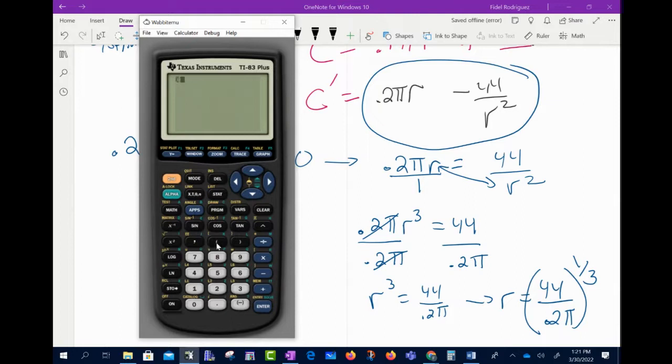So let's do this. Let me clear this out. I'm going to put parentheses, 44 divided by 0.2 with a pi. And actually, I probably need to do it this way: 44 divided by 0.2 with a pi, and all of that is being raised to the power 1/3. And the number that I'm coming up with is 4.122 if I go to 3 decimal places. Anybody else coming up with the same number?